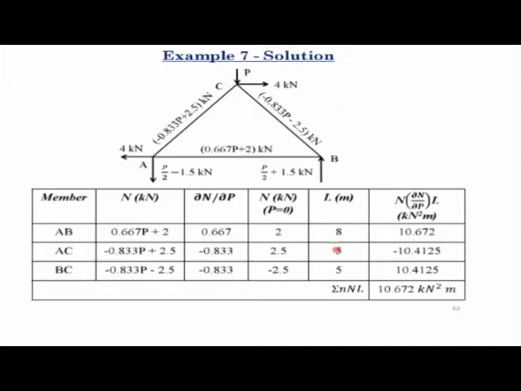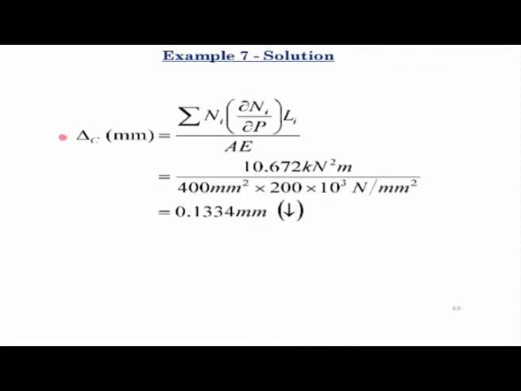And these are the lengths of the members, which are different for each of these truss members. Again, you multiply the three columns, del N del P, N, L, and you get 10.662, again minus 10.412 for AC and 10.4125 for BC. Again, don't neglect the signs, add them up, get 10.672, and then again you divide it by AE, and you get the vertical deflection at joint C. So that was a quick demonstration of calculation of vertical deflection of a truss joint using Castigliano's theorem.